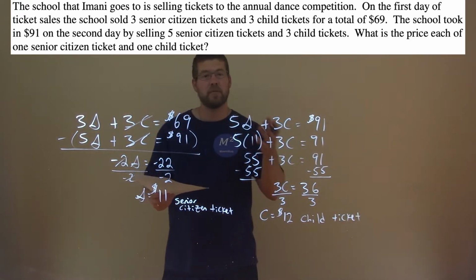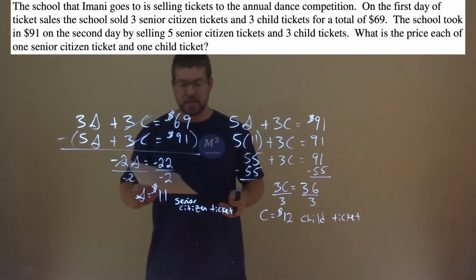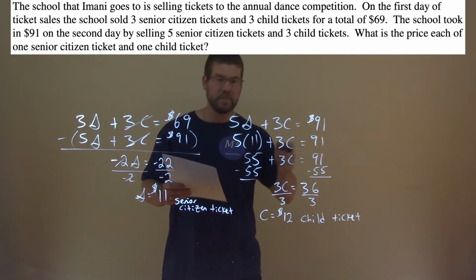So there we have our final answer here. The price of a senior citizen ticket is $11, and the price of a child ticket is $12.